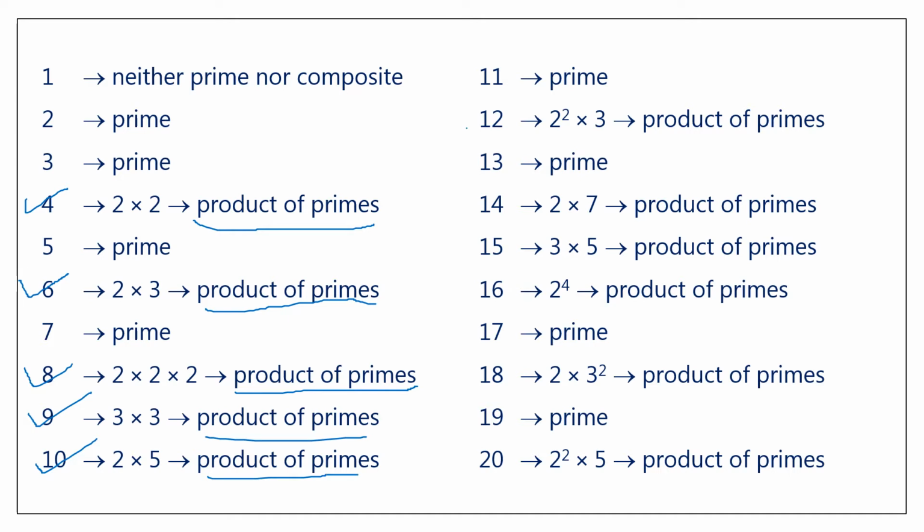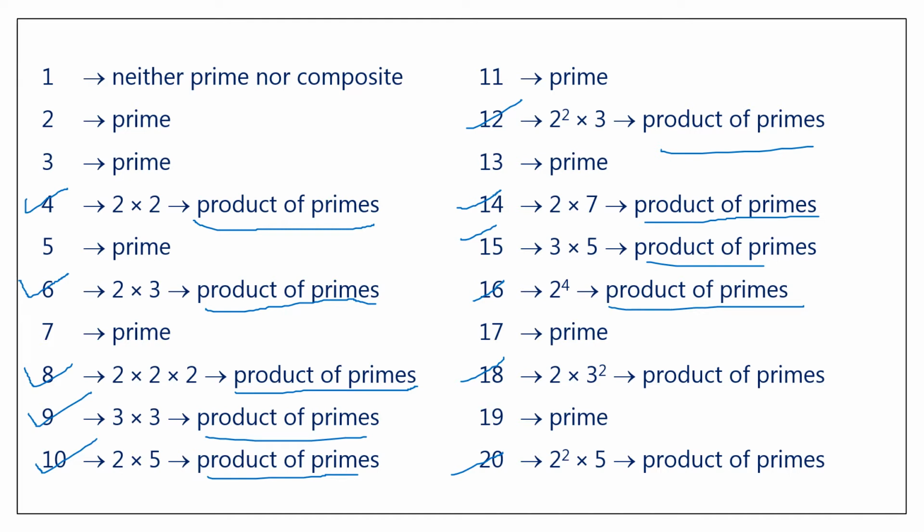Now here also 12 you can write as a product of primes, composite number. 14, a composite number, you can write as a product of primes. Similarly 15, 16, 18 and 20, all are composite numbers, you can write as a product of primes.